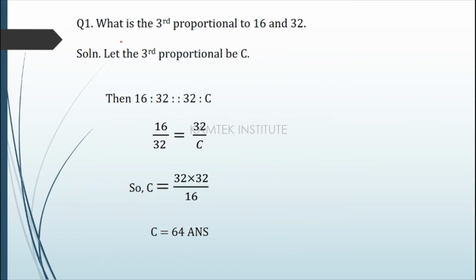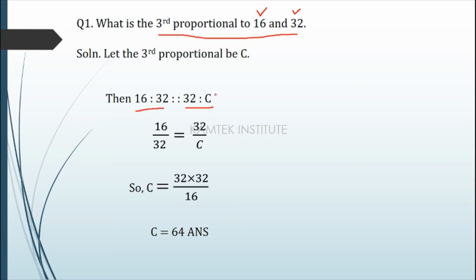So we come to question number 1. It says, what is the third proportional to 16 and 32? If you remember the previous slide we had studied, if A is to B as B is to C, then C is called the third proportional to A and B, right? So over here we are given 16 and 32 which become A and B. So we need to find the value of C. So what ratio do we get? We get 16 is to 32 as 32 is to C.